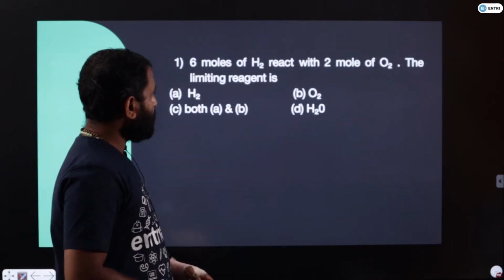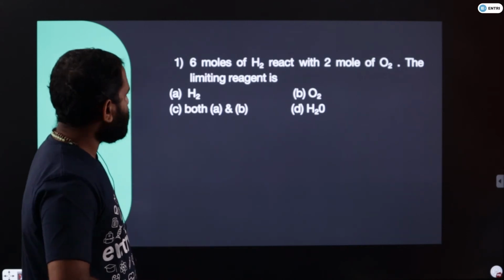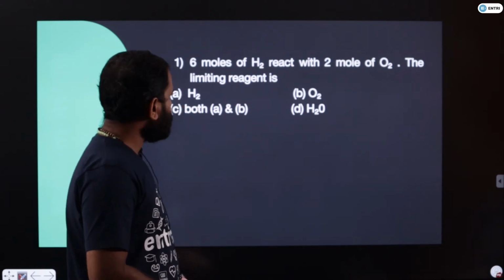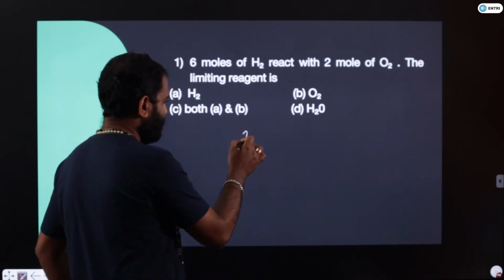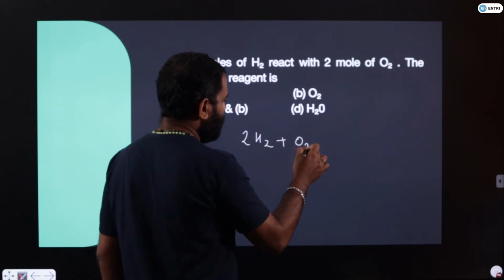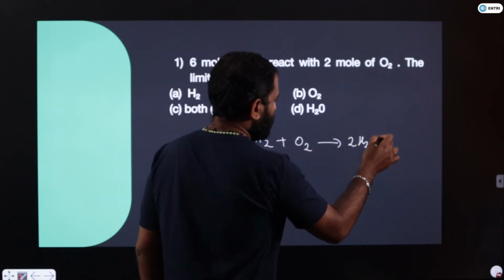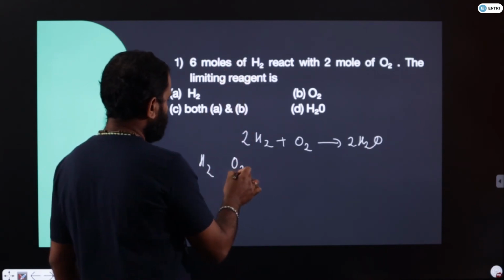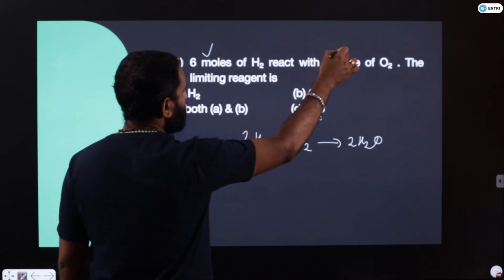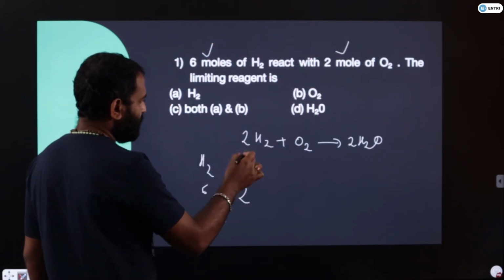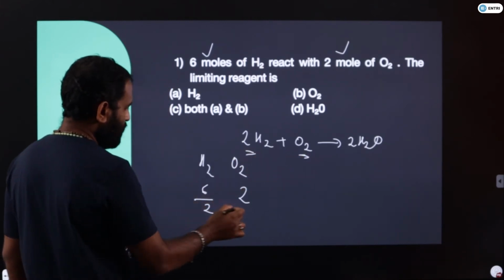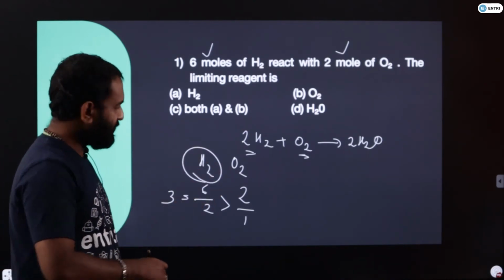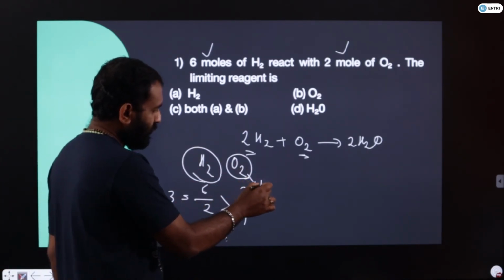Then one more question: 6 moles of hydrogen react with 2 moles of oxygen. The limiting reagent is? So, the basic equation is 2H2 plus O2 gives 2H2O. Hydrogen and oxygen are the reactants. Given data are 6 moles and 2 moles. Here the stoichiometric values are 2 and 1. So, 6 by 2, 2 by 1. 6 by 2 is 3.